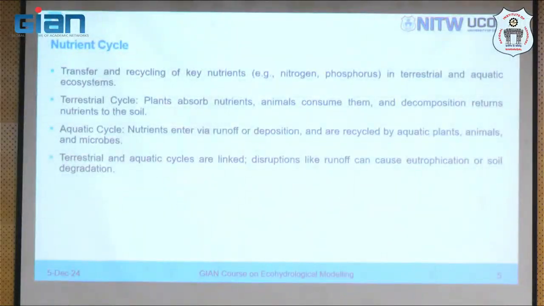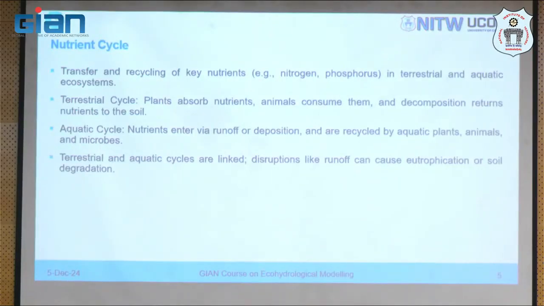So, when we say the nutrient cycle, before we go into the nitrogen and phosphorus, because they are the key elements which affect the water quality. Okay, we will talk about why they affect the water quality. But nutrient cycling is basically transfer and recycling of key nutrients. In our case, we are focusing on nitrogen, phosphorus in terrestrial and aquatic ecosystems.